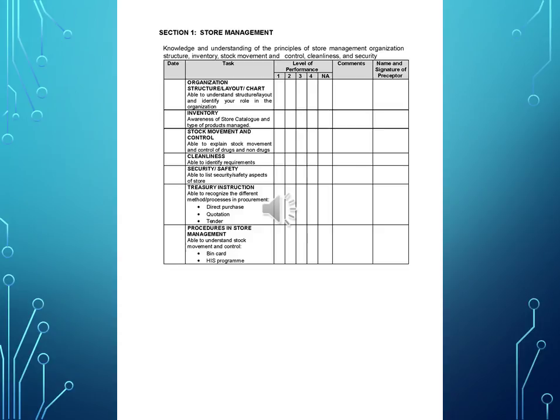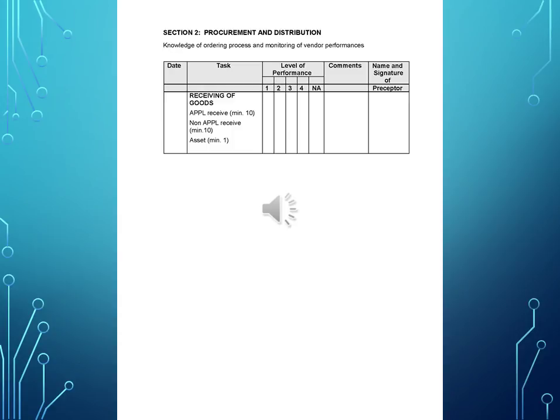Able to explain stock movement and control of drugs and non-drugs. Cleanliness: able to identify requirements. Security/safety: able to list security/safety aspects of store treasury instruction. Able to recognize the different methods/processes in procurement: direct purchase, quotation, procedures in store management. Able to understand stock movement and control: bin card, HIS program.